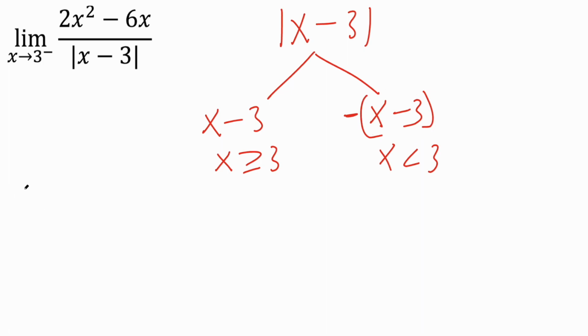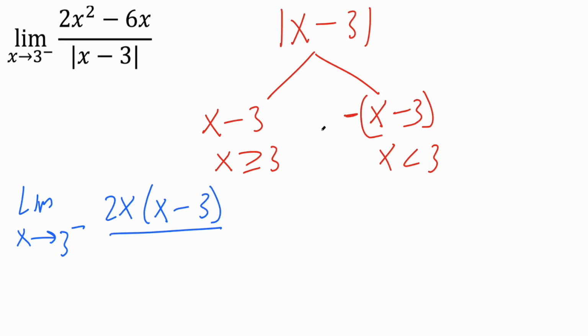So let's rewrite this knowing what we just said. We have the limit as x approaches 3 from the left. Also, let's factor out a 2x on the top. So we take out a 2x, parentheses: 2x times what is 2x squared? That's going to be x. 2x times what is negative 6x? So negative 3. Divided by.